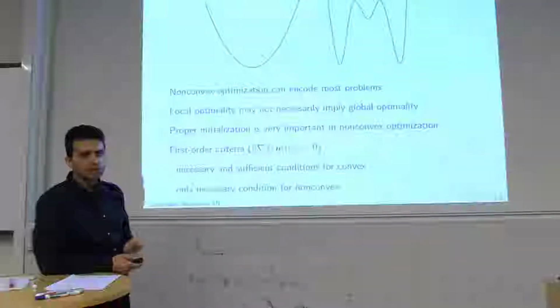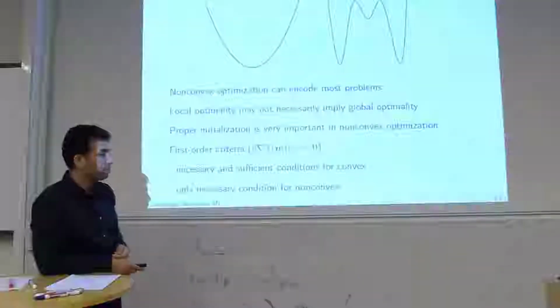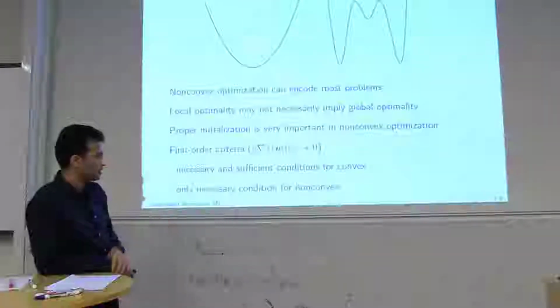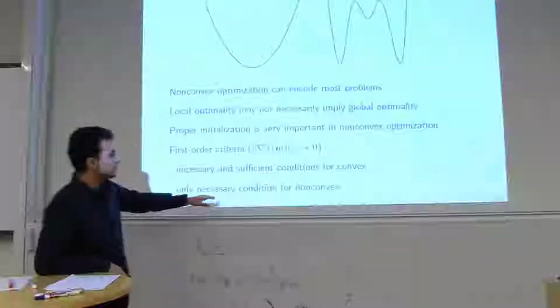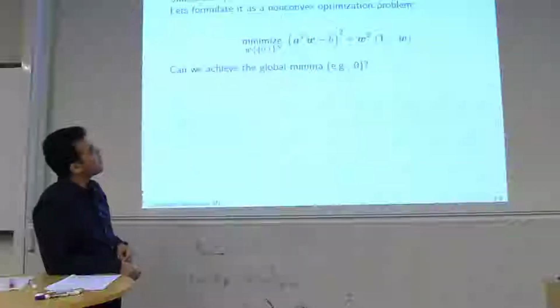But all the points that have vanishing gradient are not necessarily local minima or local maxima. So that's the meaning of this necessary condition here. So we're going to lose this sufficient condition, which is pretty important here.